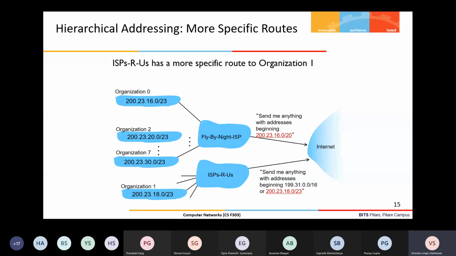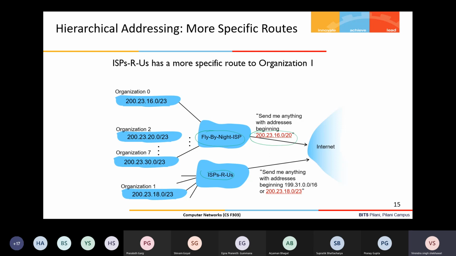Okay, now this is the last thing for today. The same example is there. This ISP has been assigned a larger block, and this block is further divided among 8 organizations. Now what has happened is that, let us say this ISP has acquired this other ISP. So now you can say this ISP is a part of this one only.